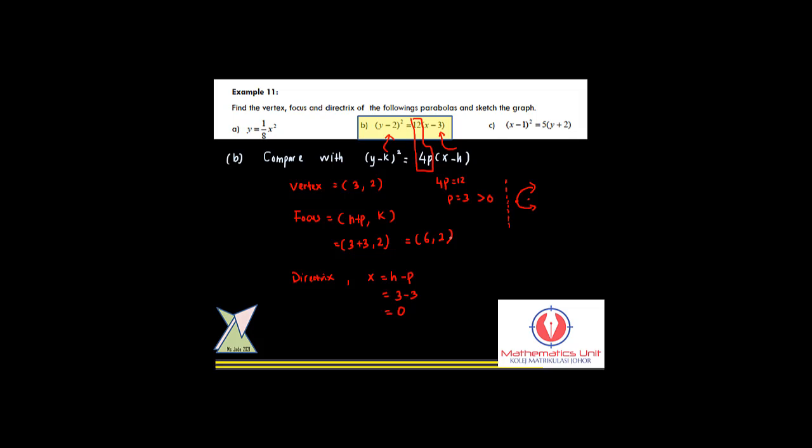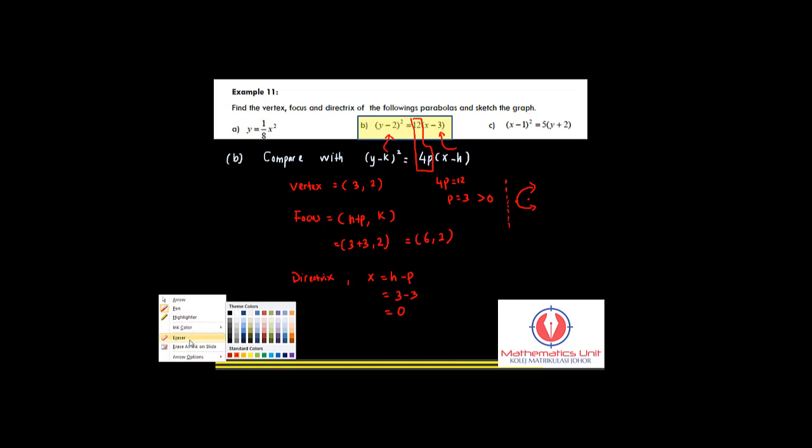So how does the graph look? Since you know that the vertex is (3, 2), you just label it as (3, 2). And the focus will be (6, 2), so you label it as (6, 2). And lastly, you have to figure out where the origin is. Okay, so let us sketch the graph in a nice form.